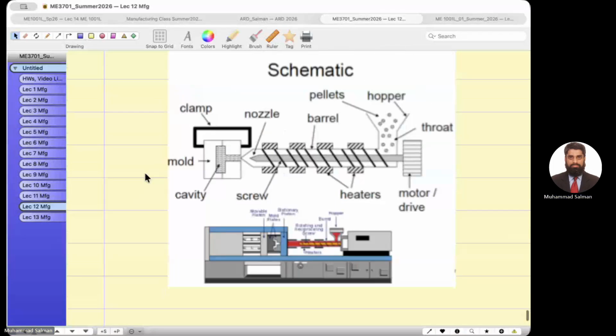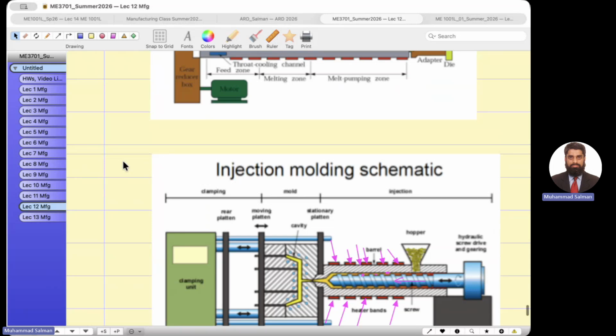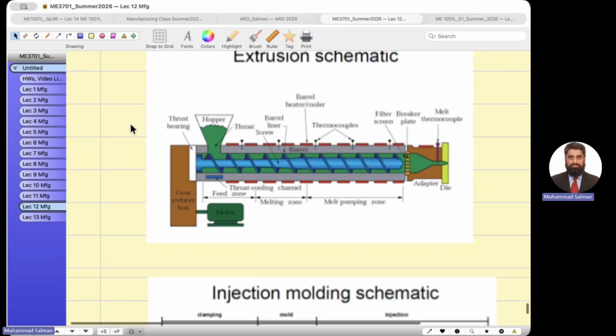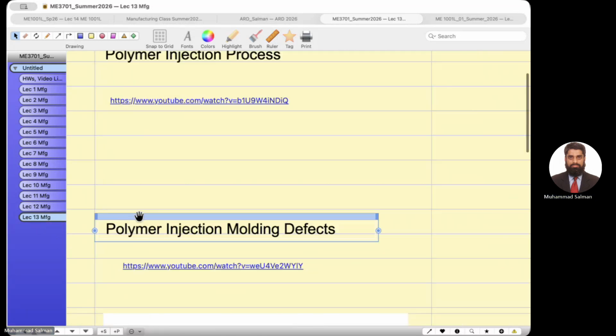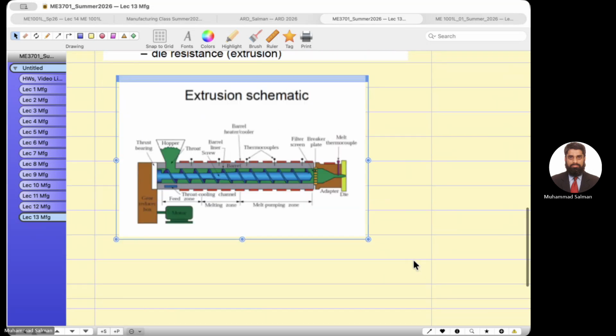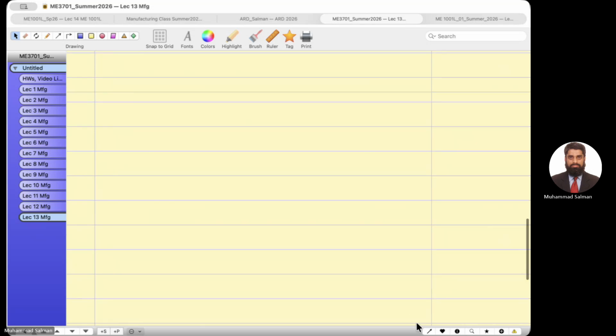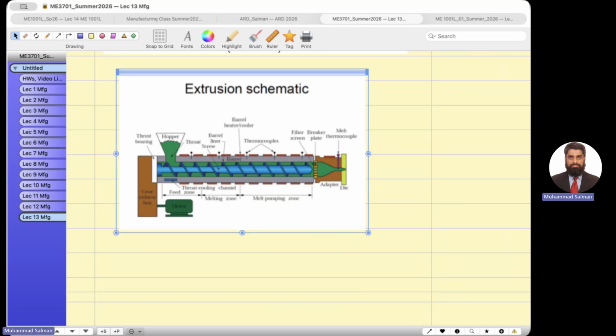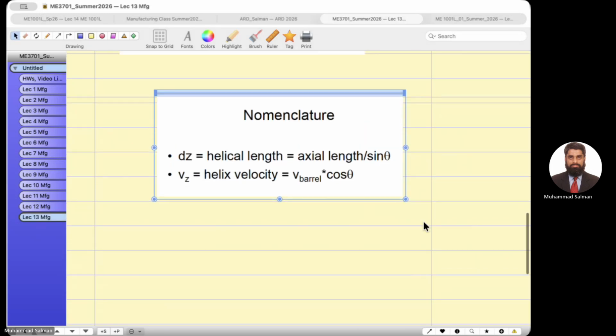This is the diagram for that one. So let me show you the sketch. You can use this one here. Okay. Some of the nomenclature you can understand.